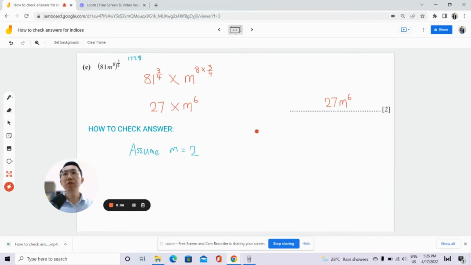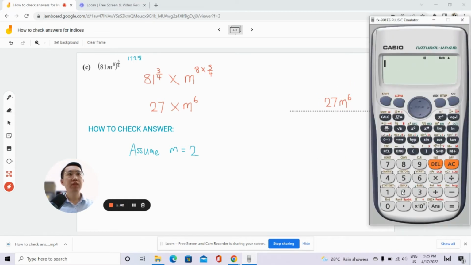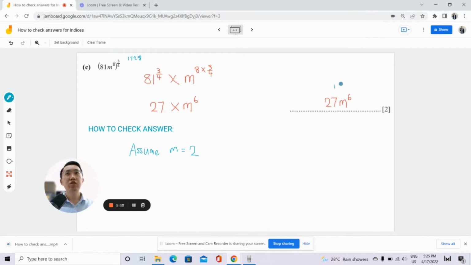Now, one more time, you're going to check your answers here using a calculator. Replace m with 2. So 27 multiply with 2 power of 6. Let's check. 1728 also, yeah. So we are going to just check 1728. Tally, I knew the answers are correct and the working is correct as well, yeah. So this will give me the marks, 2 marks over here.